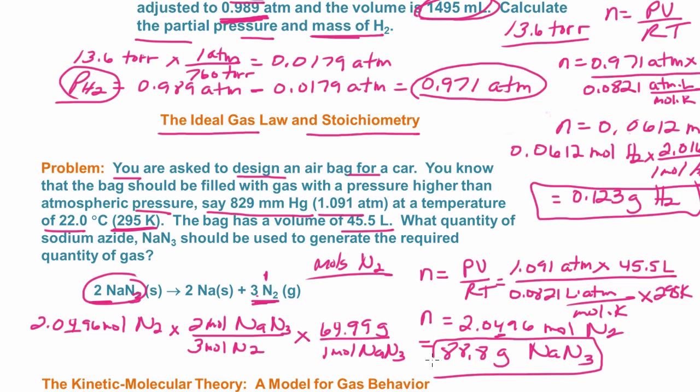Okay, so this showed us that when we have a chemical reaction that involves gases, we can find the amount of solid or liquid by using the ideal gas law to determine the number of moles of a gas.